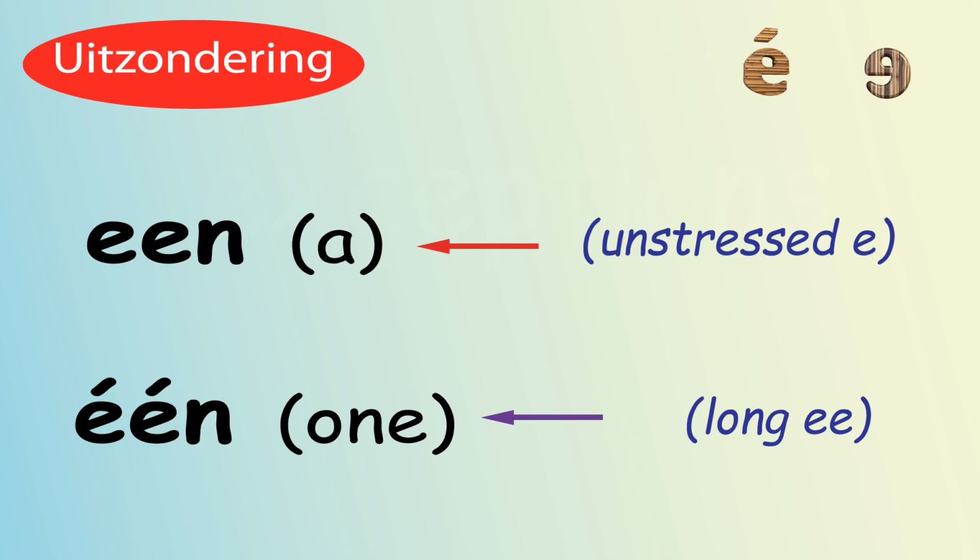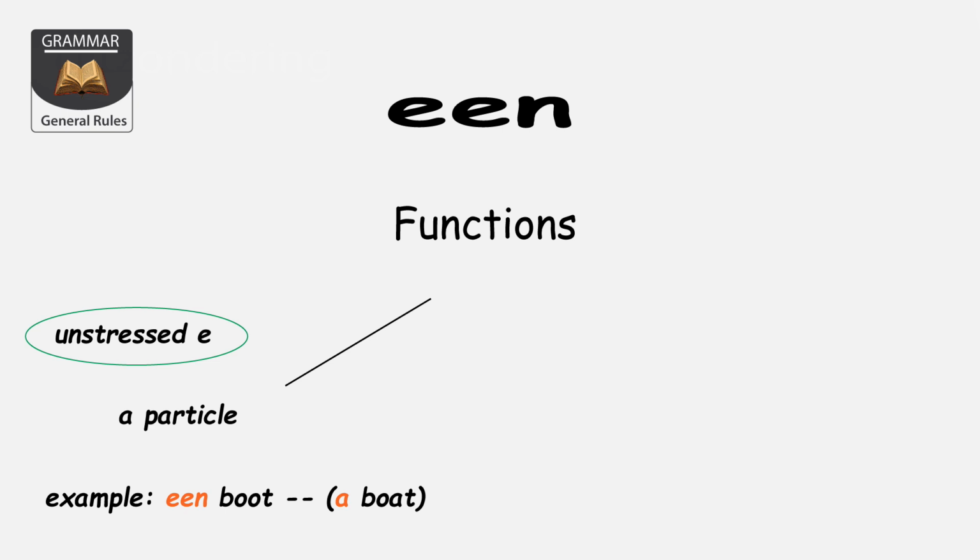Next, let's have a look at exceptions. Basically, there are two main exceptions. Let's have a look at the first one. The word een in Dutch can have two meanings depending on the word stress. It can function as a particle, like in a boat, een boot in Dutch. Then it is pronounced as een, as an unstressed e.